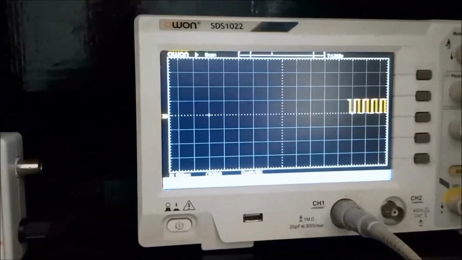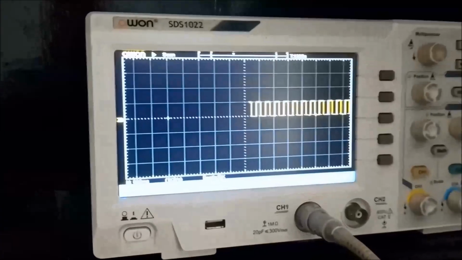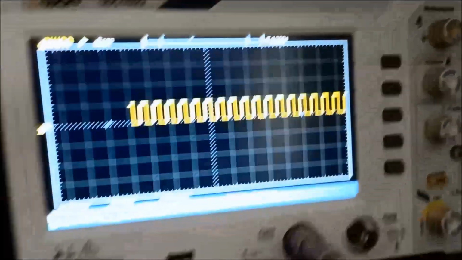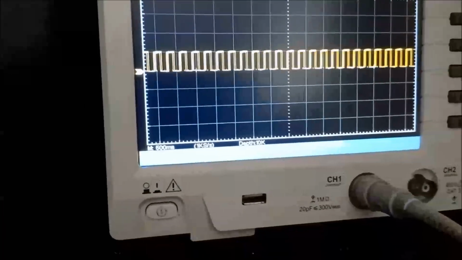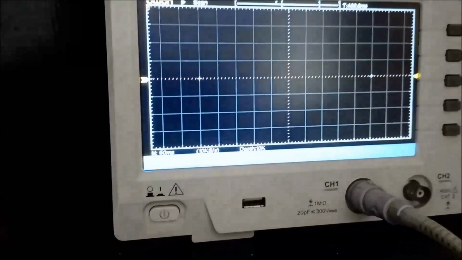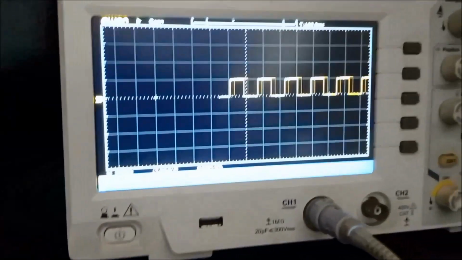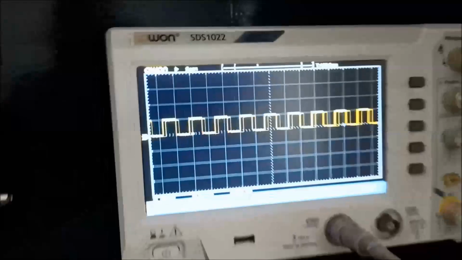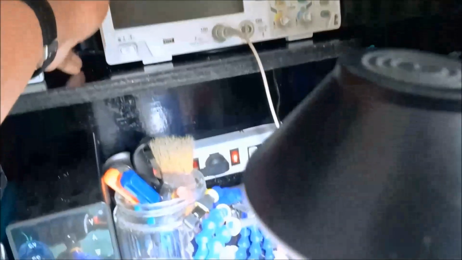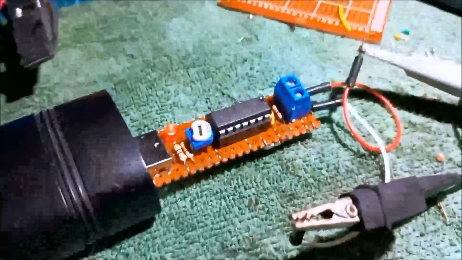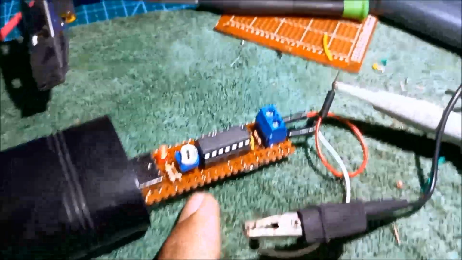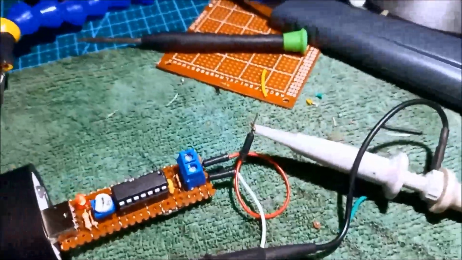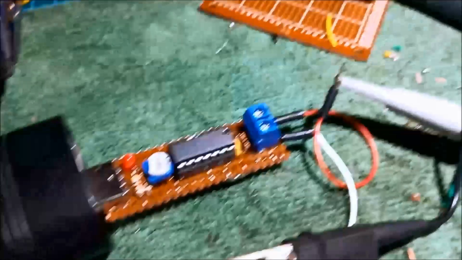This is the square wave generated by the module. The module is connected to the oscilloscope with a 5 volt battery supply.